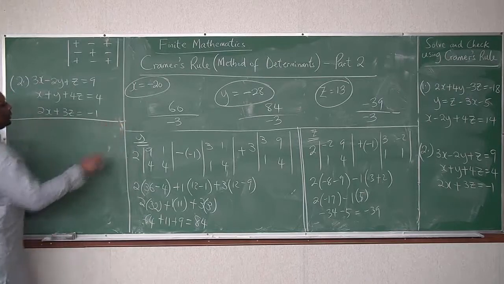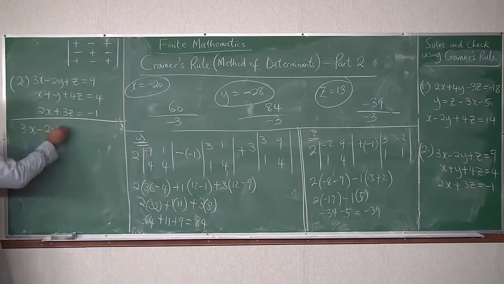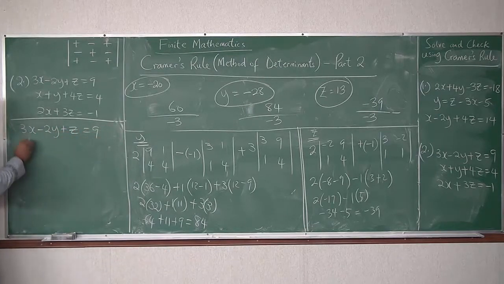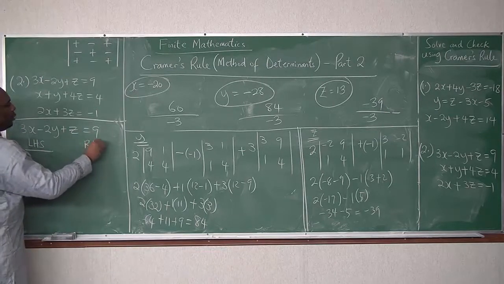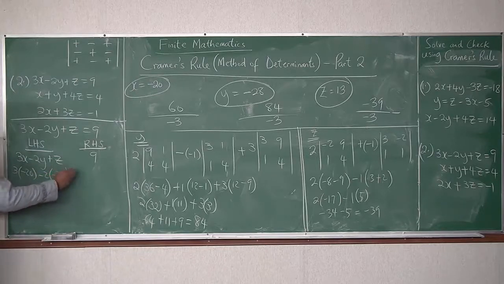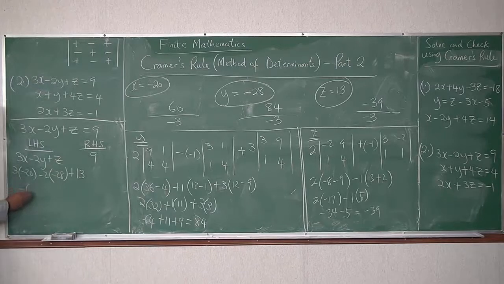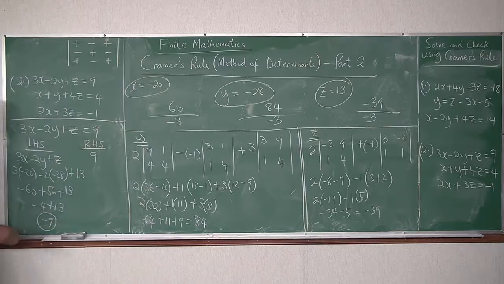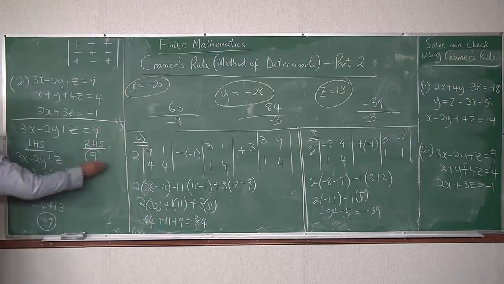I will check from equation 1: 3x minus 2y plus z is 9. We always check with the main equation, not the modified equation. So this is 3 times negative 20 minus 2 times negative 28 plus 13. Negative 60 plus 56 plus 13. Negative 4 plus 13 is 9. So 9 on your left, 9 on your right.